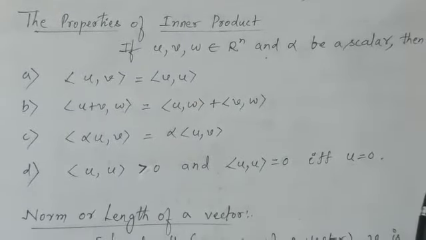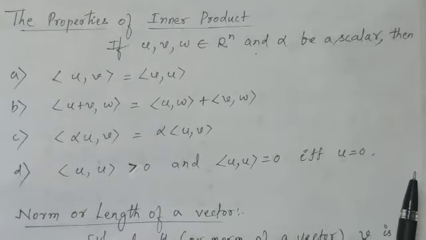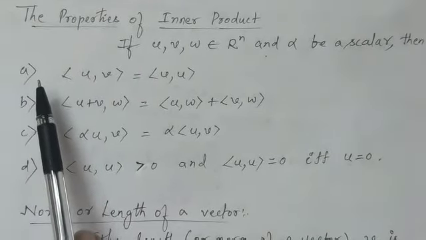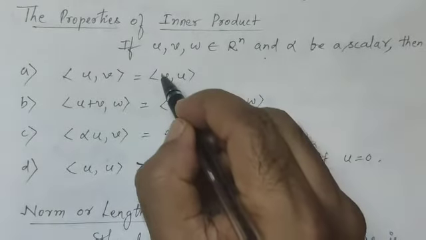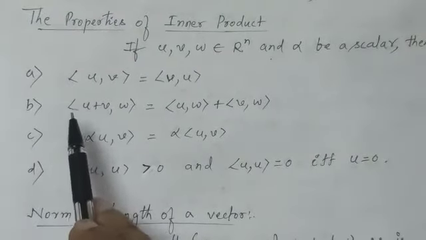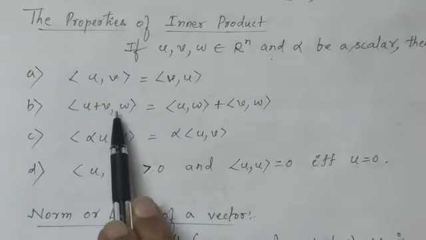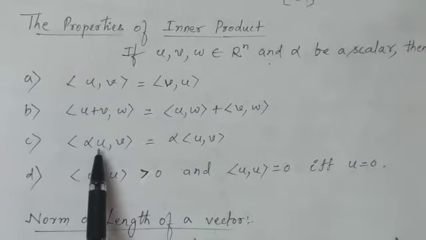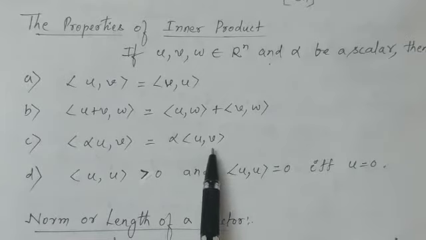So the first property is, if u, v, w are vectors in R^n and alpha is a scalar, then the inner product of u comma v is the same as the inner product of v comma u. Second property is the inner product of u plus v comma w is the same as the inner product of u comma w plus v comma w. Similarly, if you have a scalar alpha into u comma v, you can take that scalar outside, so alpha into u comma v.